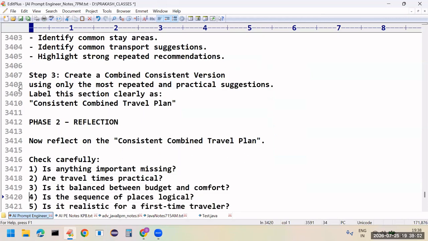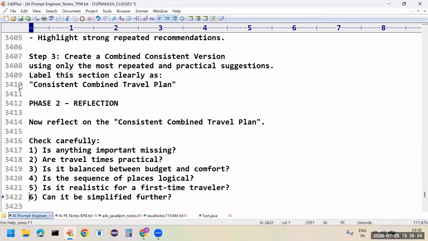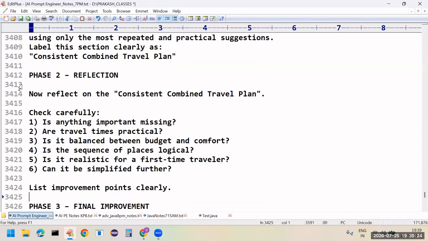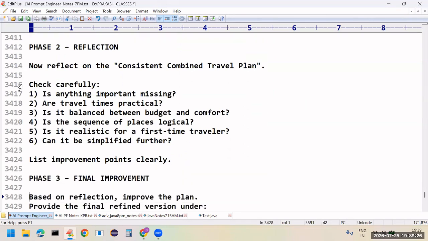Now reflect on the consistent combined travel plan. Check carefully, is anything important missing? Are the travel times practical? Is it balanced between budget and comfort? Is the sequence of places logical? Is it realistic for a first time traveler? Can it be simplified further? List improvement points clearly.